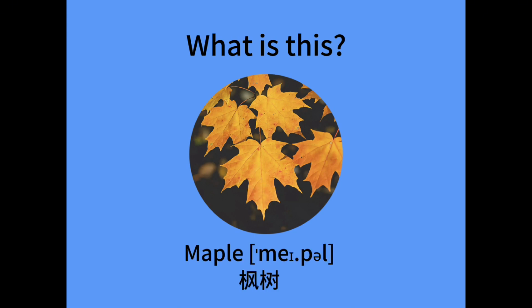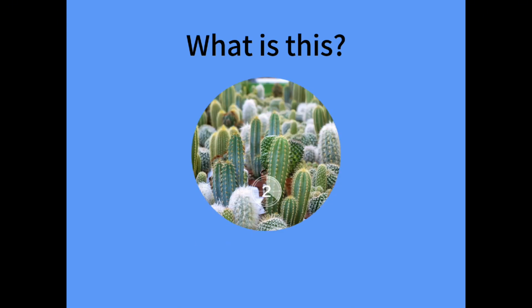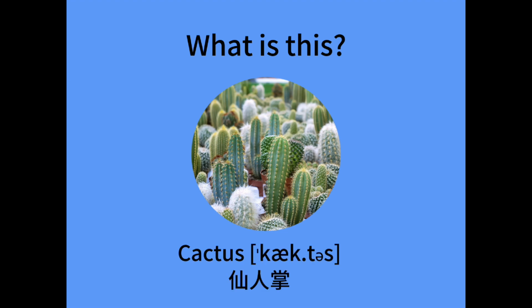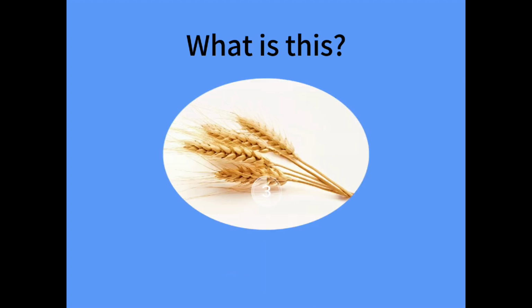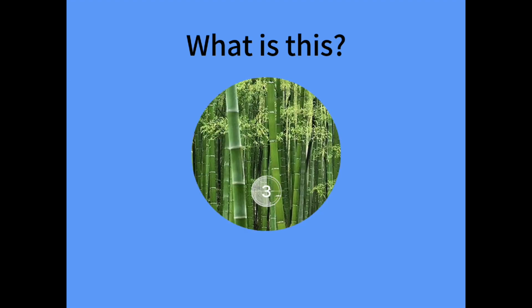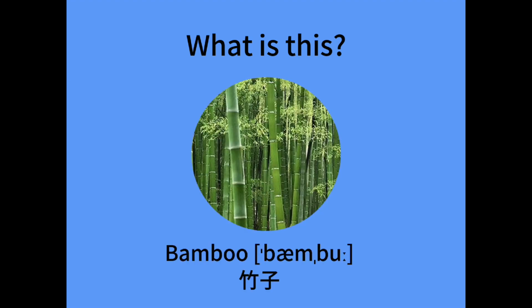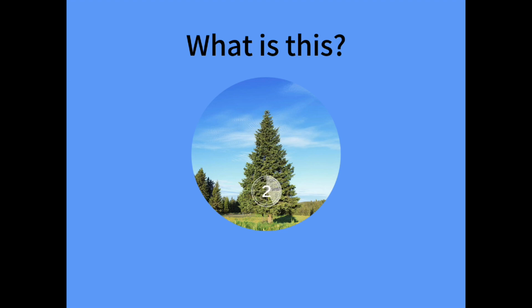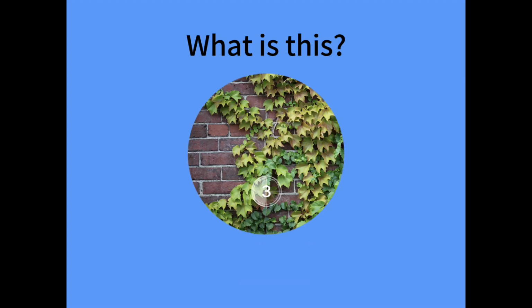What is this? Maple. What is this? Cactus. What is this? Wheat. What is this? Palm. What is this? Bamboo. What is this? Pine.